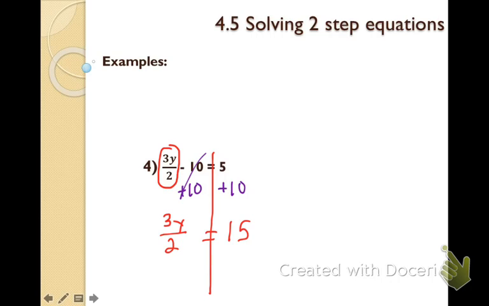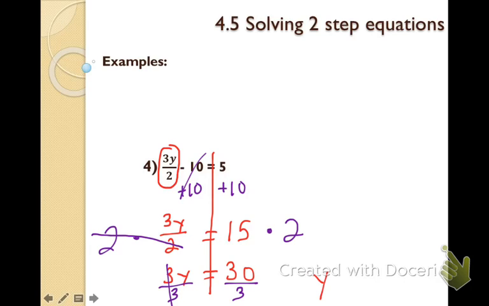Now I'm going to do this next one in 2 steps. First, I'm going to get rid of divide 2. Inverse operation is times 2. I'm going to do that to both sides, following the golden rule. This side, the 2's cancel. I'm left with 3y equals 30. Now, I just have the third step. I need to divide both sides by 3. Those cancel. I'm left with 1y equals 10.